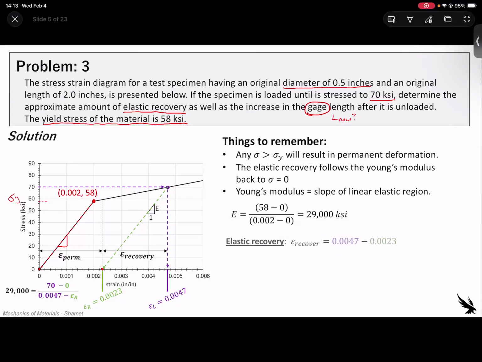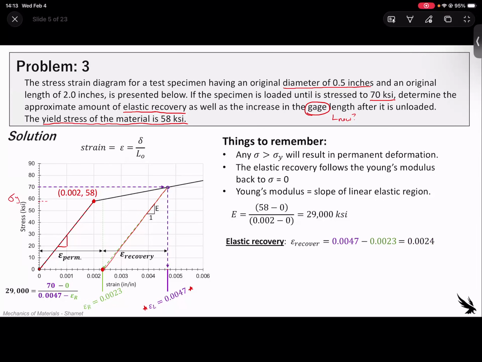So what we would do for this is we know that when it's loaded, the strain is 0.047. We get that by reading down here. And then we unload the material, and it's going to snap back following the Young's modulus back to this point, which lands at about 0.023 of strain. So the elastic recovery, or the recovery of the strain, is about 0.0024.